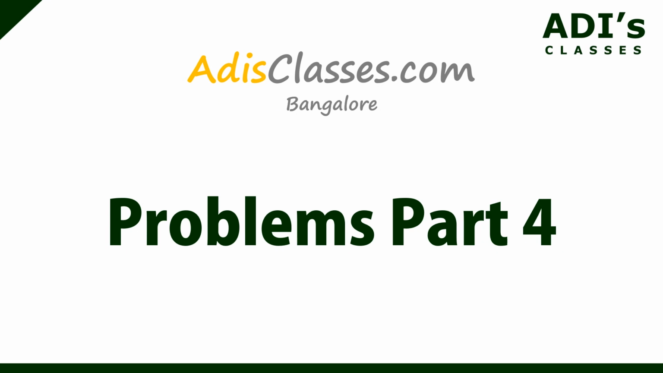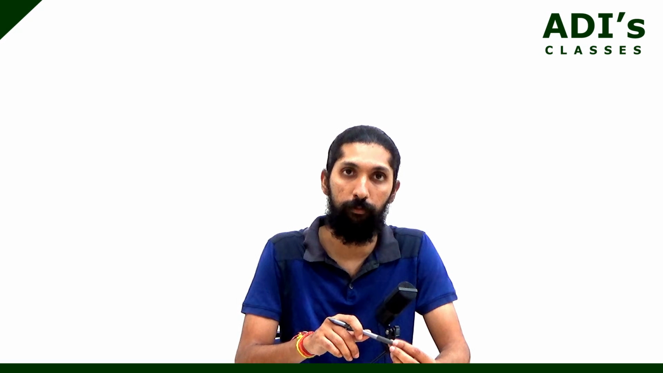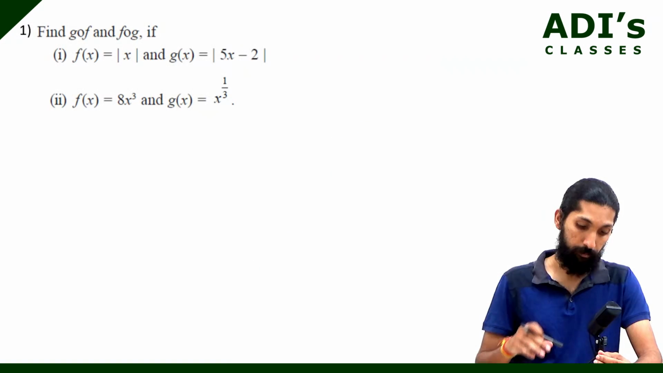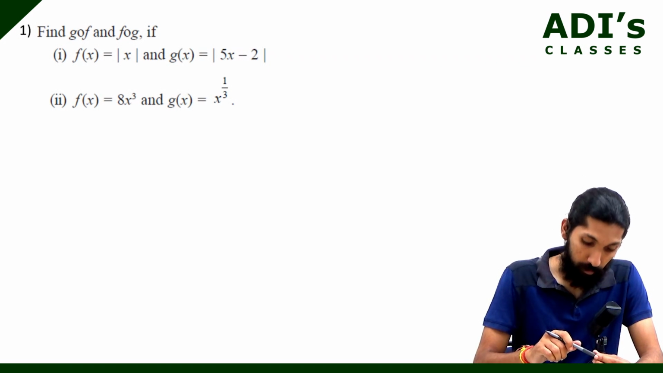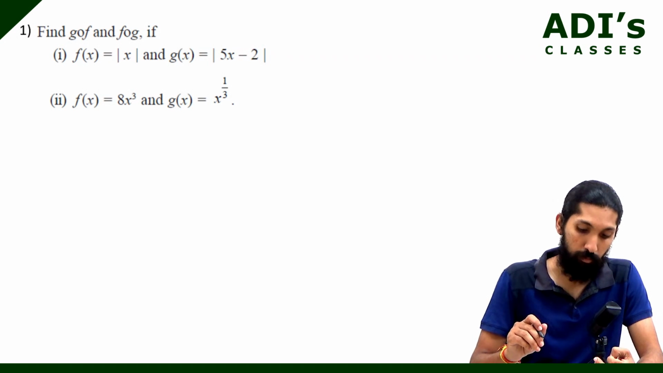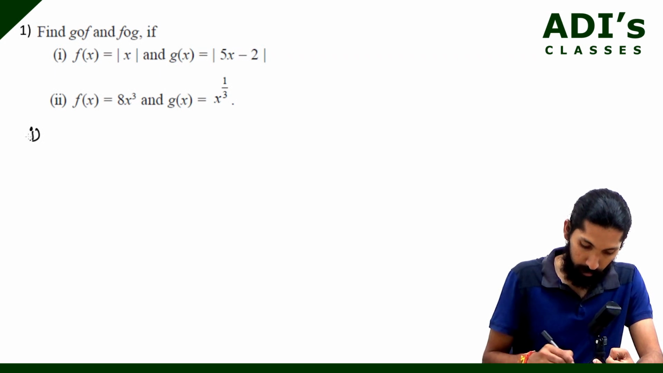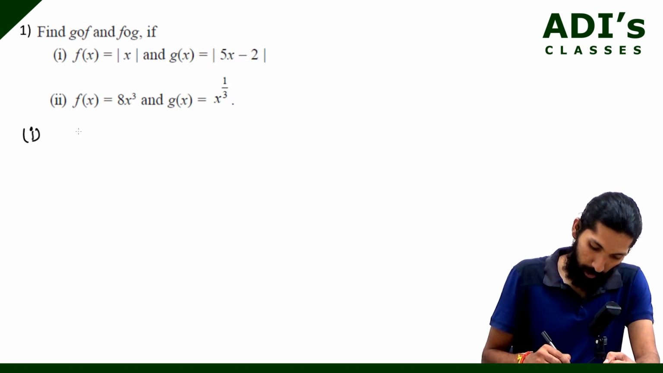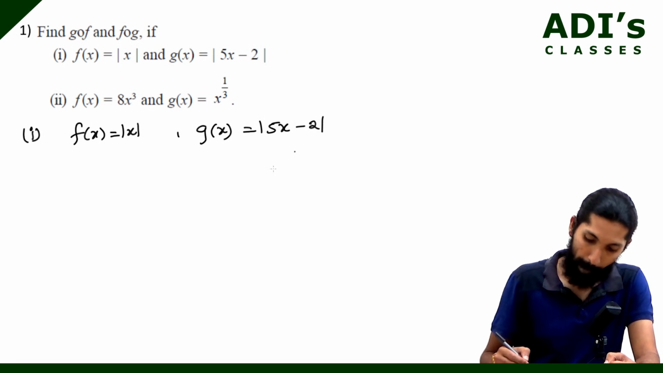In this video, let's solve a few problems based on the functions, whatever the topic we have discussed. Look at the first one. Find GOF and FOG. If f of x is mod of x, g of x is mod of 5x minus 2. So let's start with the first one. See, we have f of x, mod of x, and g of x is mod of 5x minus 2.